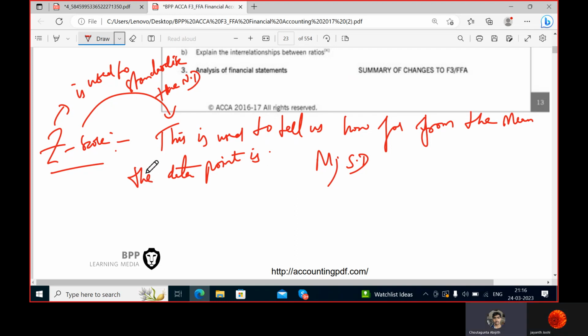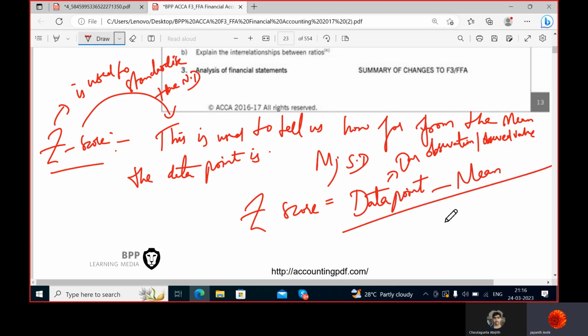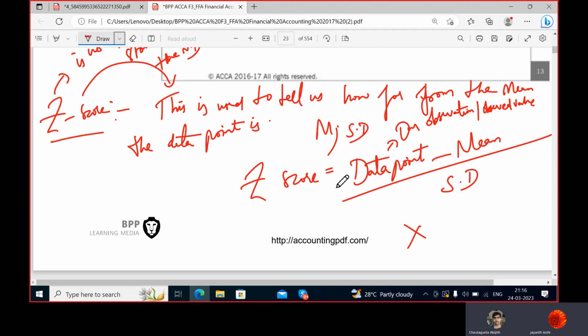Now I write the formula: z-score is equal to data point, which is your observation, or observed value, minus mean, divided by standard deviation. So data point here represents x, mean represents mu, divided by standard deviation sigma. Make a note of this.